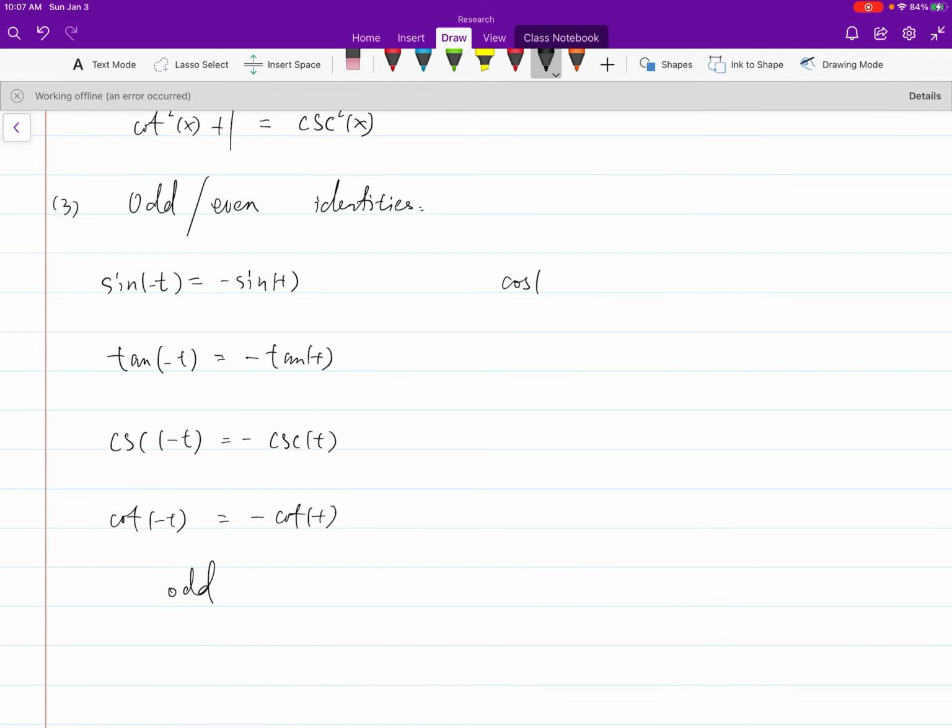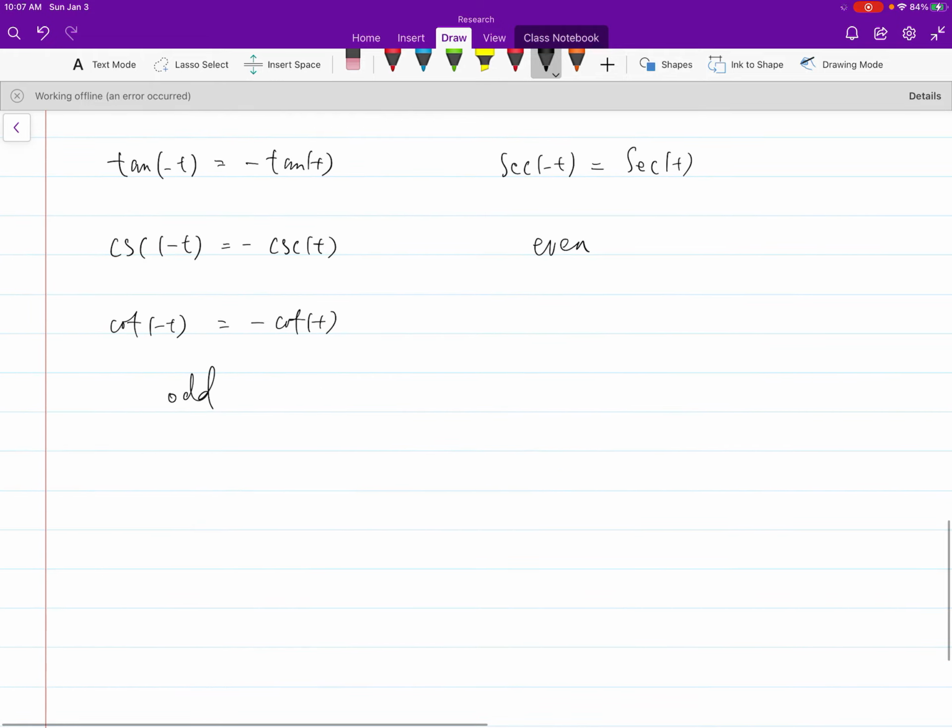Cotangent. And they are all the odd functions which satisfy this identity. And we have all the even ones, which are cosine. If you put a negative, it's equal to not putting anything. Therefore, secant, which is 1 over cosine. These are called the even ones.